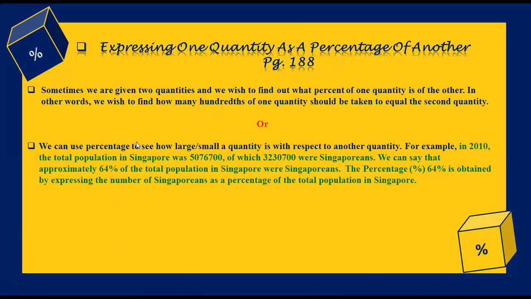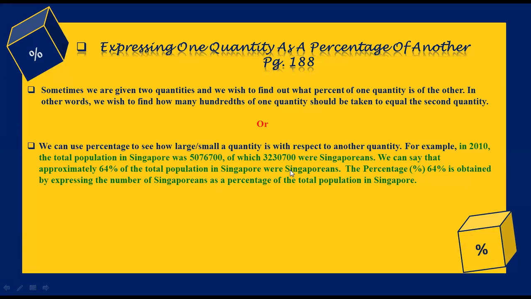And we can use percentage to see how large or small a quantity is with respect to another quantity. मतलब कि हम ये देखते हैं कि एक क्वांटिटी दूसरी क्वांटिटी के कंपैरिजन में कितनी परसेंट बड़ी है या छोटी है. For example, in 2010 the total population in Singapore was 5,076,700, of which 3,230,700 were Singaporeans.